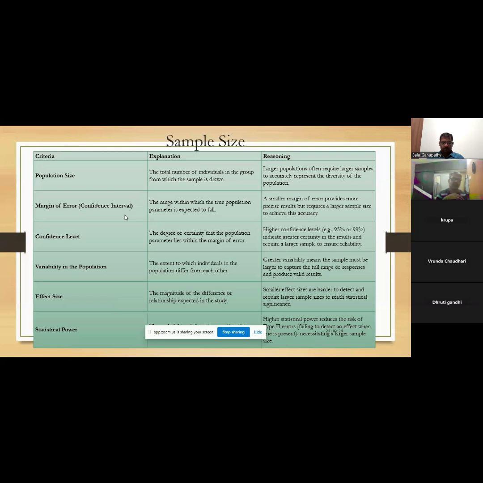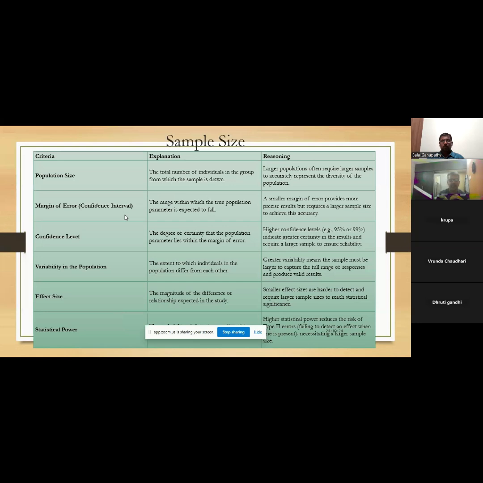For example, I'm telling so and so party will get 30% of vote share, ±3. That means maybe 33% or maybe 27%. So the mean is 30, and 27 to 33 is the range.